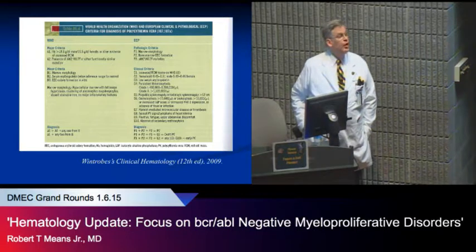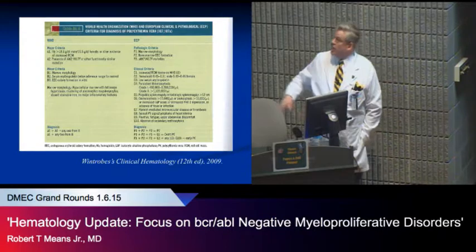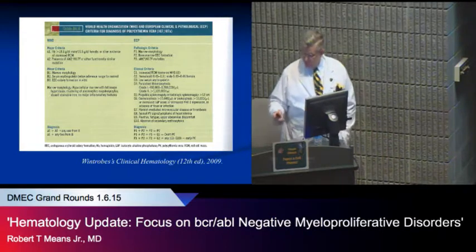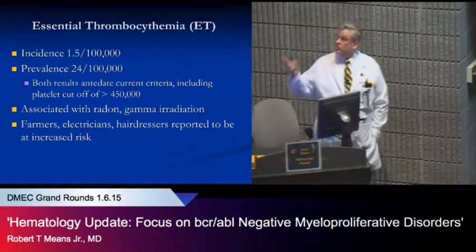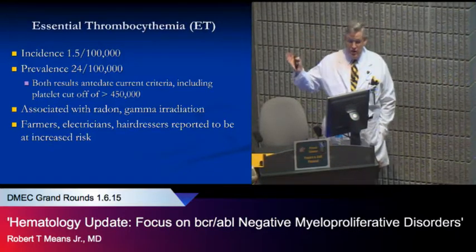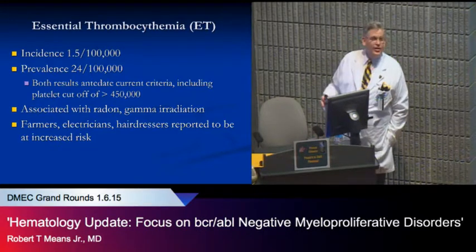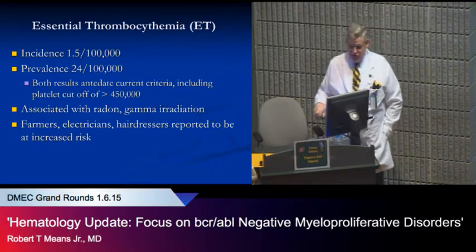If you only had one of the first two, then strictly speaking, you would need to do a marrow to diagnose it. So, essential thrombocythemia. Incidence similar to polycythemia vera, a little more prevalent because it generally has a little more benign course.